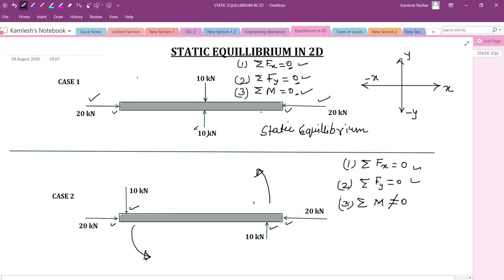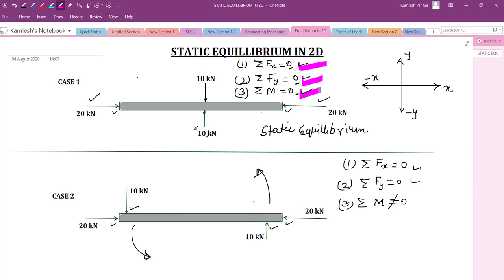So what we summarize from here is that for a body to be in static equilibrium, three conditions need to be satisfied. What are these three conditions? I mark here: summation Fx equal to 0, summation Fy equal to 0, and summation M equal to 0. So these three conditions you need to satisfy to prove that a body is in static equilibrium. So this was the case of 2D.